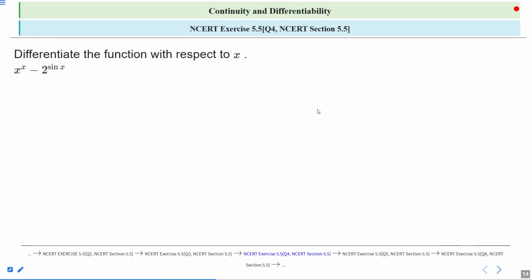Now in NCERT exercise 5.5 question number 4, we have to differentiate the function with respect to x, and the function is x to the power x minus 2 to the power sin x, right? So again, you have 40 seconds to solve or think about this question. After that, we'll move to the solution part, right?